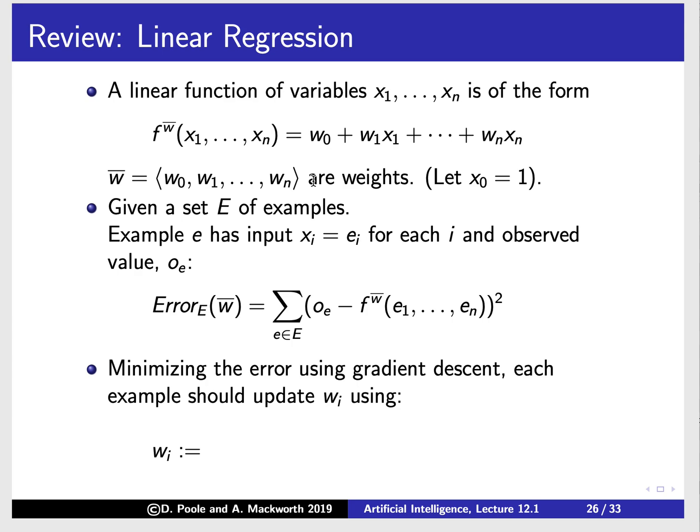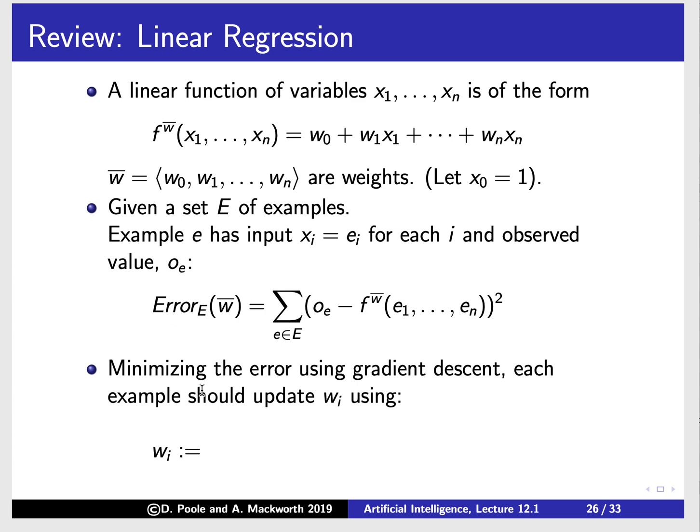So now the error is the sum over all the examples of the output of E minus the predicted value, squared. We're going to minimize the sum of squared error here. So f is a function that depends on the input values for each example and on the weights, and we subtract that from the output of E and minimize the error. That's the function. Now the error is the function we want to minimize using gradient descent.